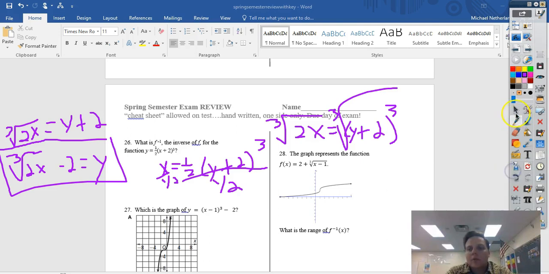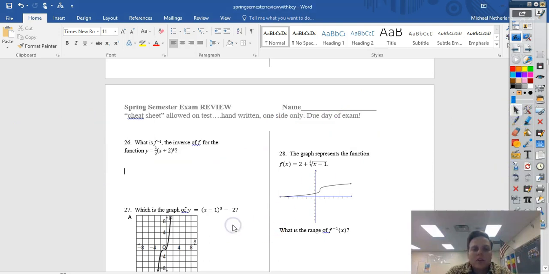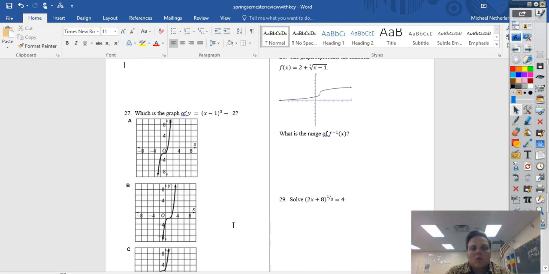Next problem, problem 27. What is the graph of y equals (x minus 1) cubed minus 2? Oh, hey, they even gave us some answer choices. So I went right 1, down 2. So look at these tick marks. Be very aware, these tick marks are going over by 2's each time. So you want to go right 1. So that means you only go right a half, and then you go down a whole tick mark.